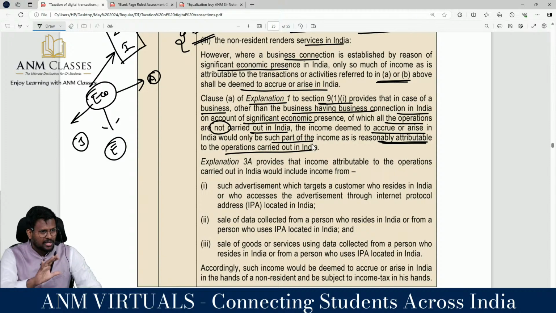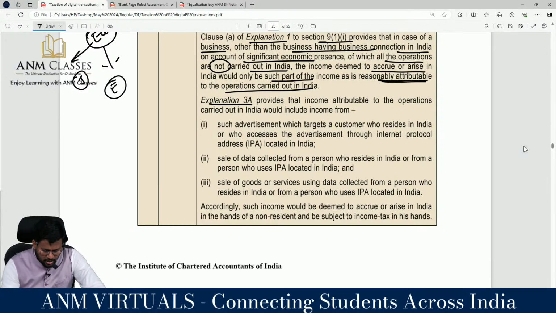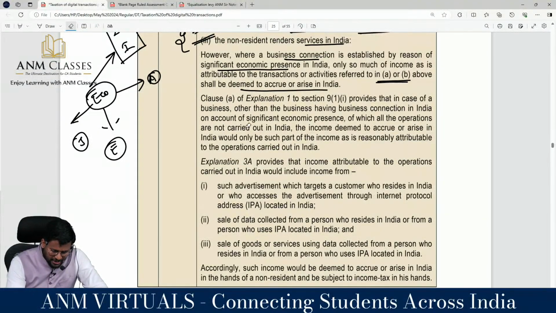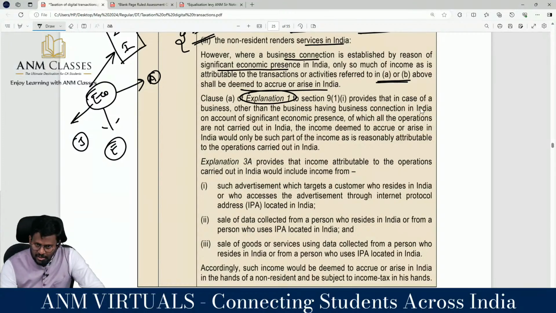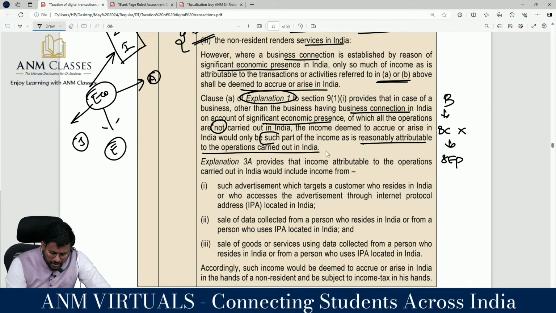It is enough if they pay tax to that extent; otherwise they need not pay tax. Explanation 3A provides that income attributable to operation carried out in India would include income from. See here, sir, under section 9 subsection 1 an explanation is given. What does this explanation say? In case of business other than the business having a business connection in India, suppose for some business, a business connection in India cannot be established on account of no SEP, of which all the operations are not in India. Some operations are outside India and some inside India. Then income deemed to accrue or arise in India would only be such part of the income as is reasonably attributable to the operation carried out in India.